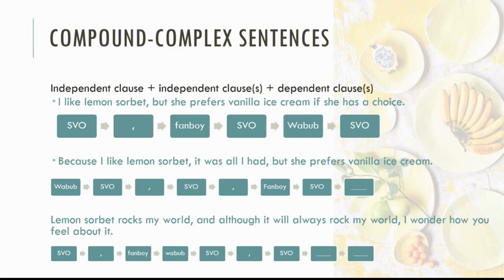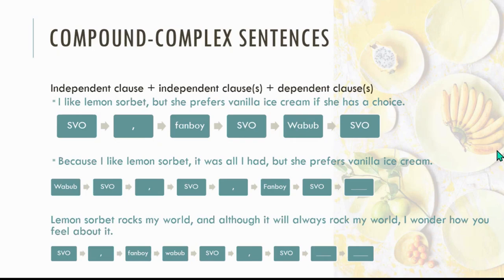And so, yes, once again, the wabub makes the clause dependent. So the subject, verb, and object that come after the wabub are always going to be dependent on another clause. Yes, Jennifer, a dependent clause will have a wabub and a subject, verb, object. And Joanne said, that's so much clearer to understand that a dependent clause actually needs another clause.